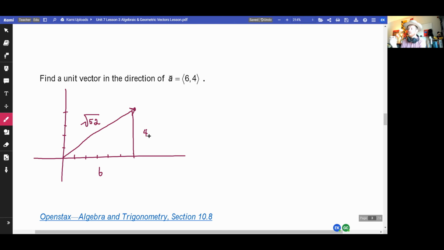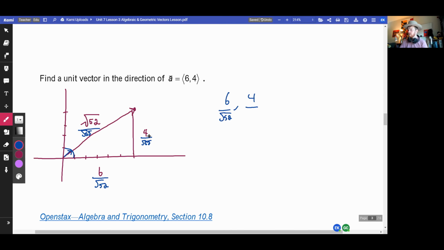So we got square root of 52. All right. And we want a vector in the same direction as this, but only 1 unit long. Can we just divide by root 52? Yeah, we mentioned this earlier. Divide by root 52. And then that will give us a vector. Here's the unit circle. That'll give us this vector right here. Right. 6, 4 divided by root 52.